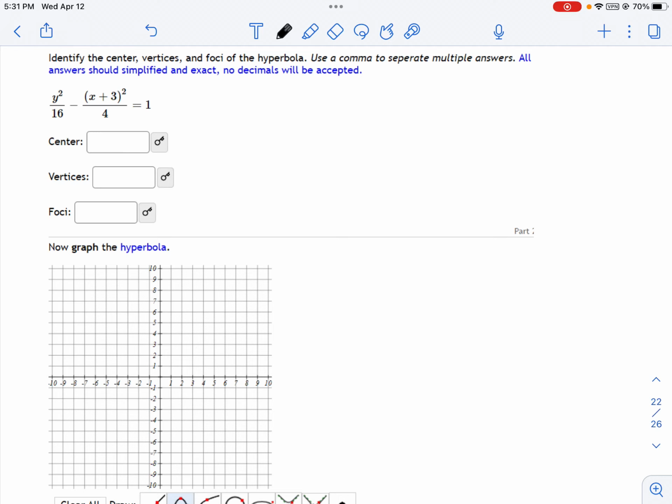Hello and welcome. So we're going to be graphing a hyperbola and finding all of its related information. All right, so let's get right into it.